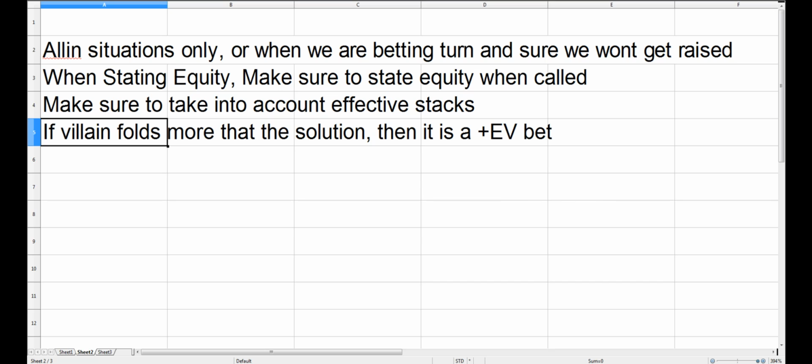And lastly, if our villain folds more than the number that we come up with, the solution, then it is a plus EV bet.